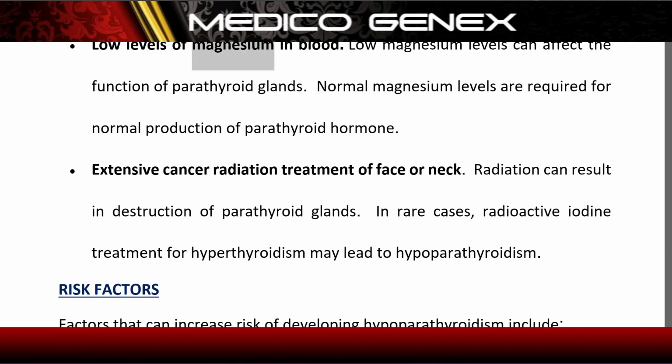Some types of hereditary hypoparathyroidism are associated with deficiencies of other hormone-producing glands. Low levels of magnesium in blood. Low magnesium levels can affect the function of parathyroid glands. Normal magnesium levels are required for normal production of parathyroid hormone. Extensive cancer radiation treatment of face or neck. Radiation can result in destruction of parathyroid glands.